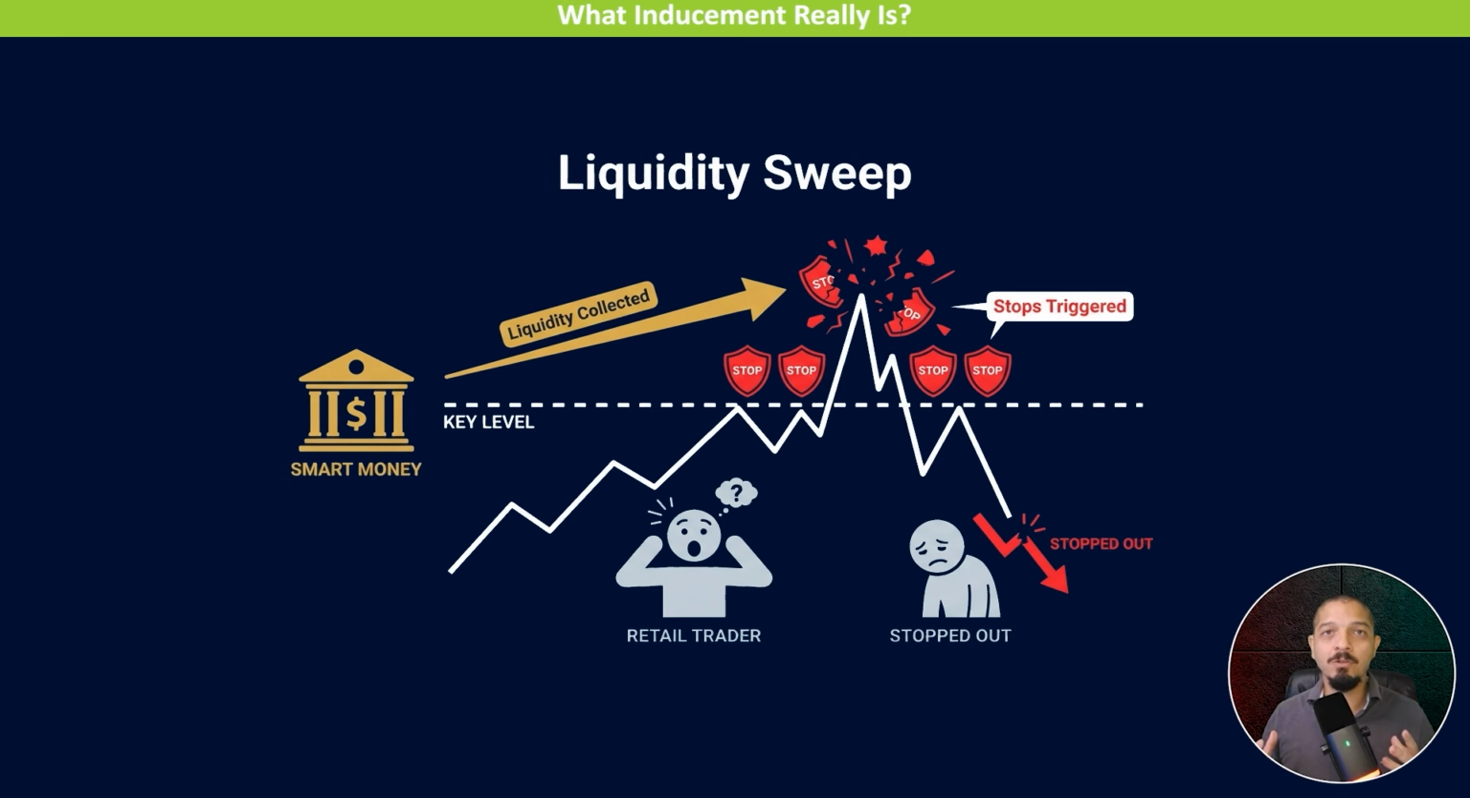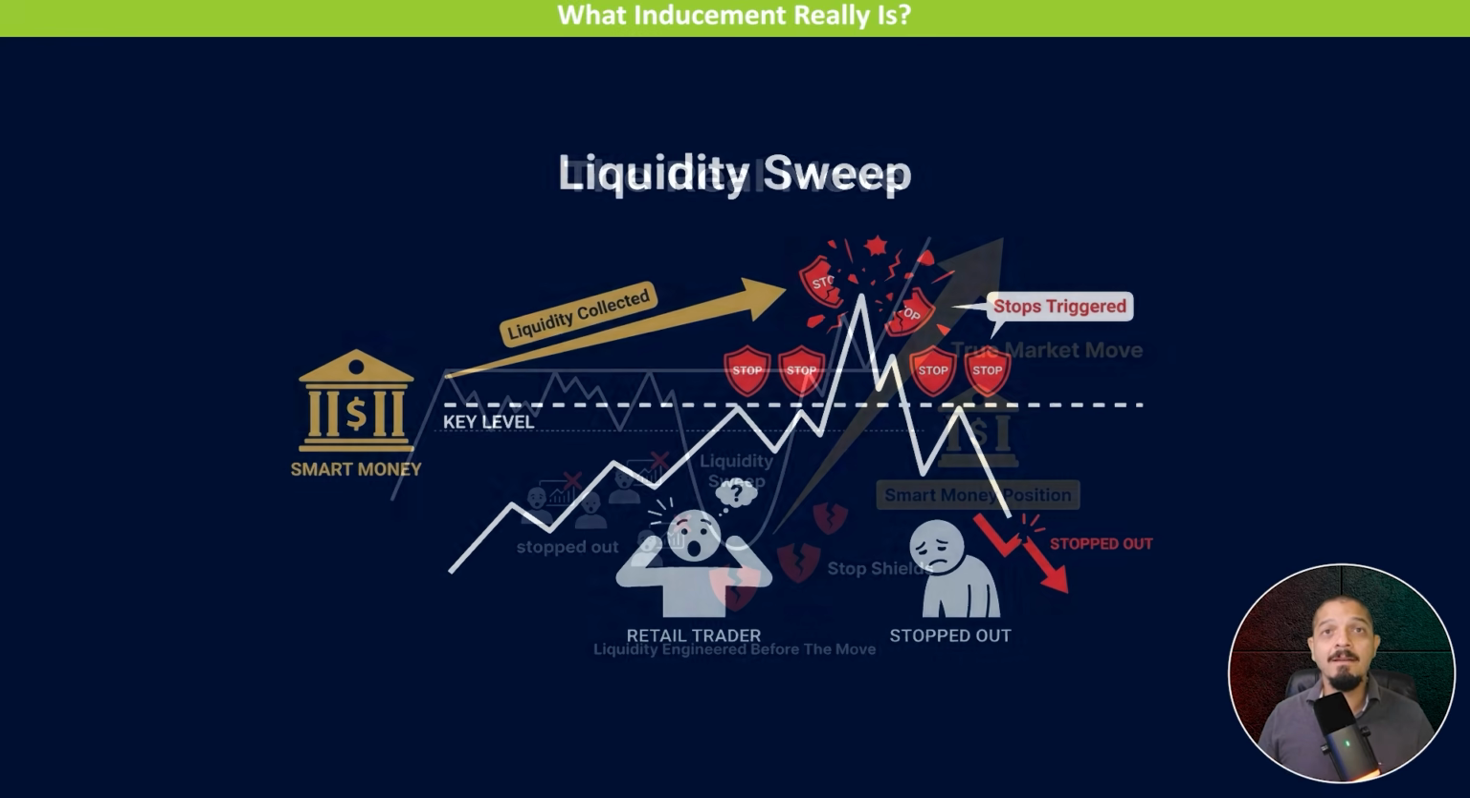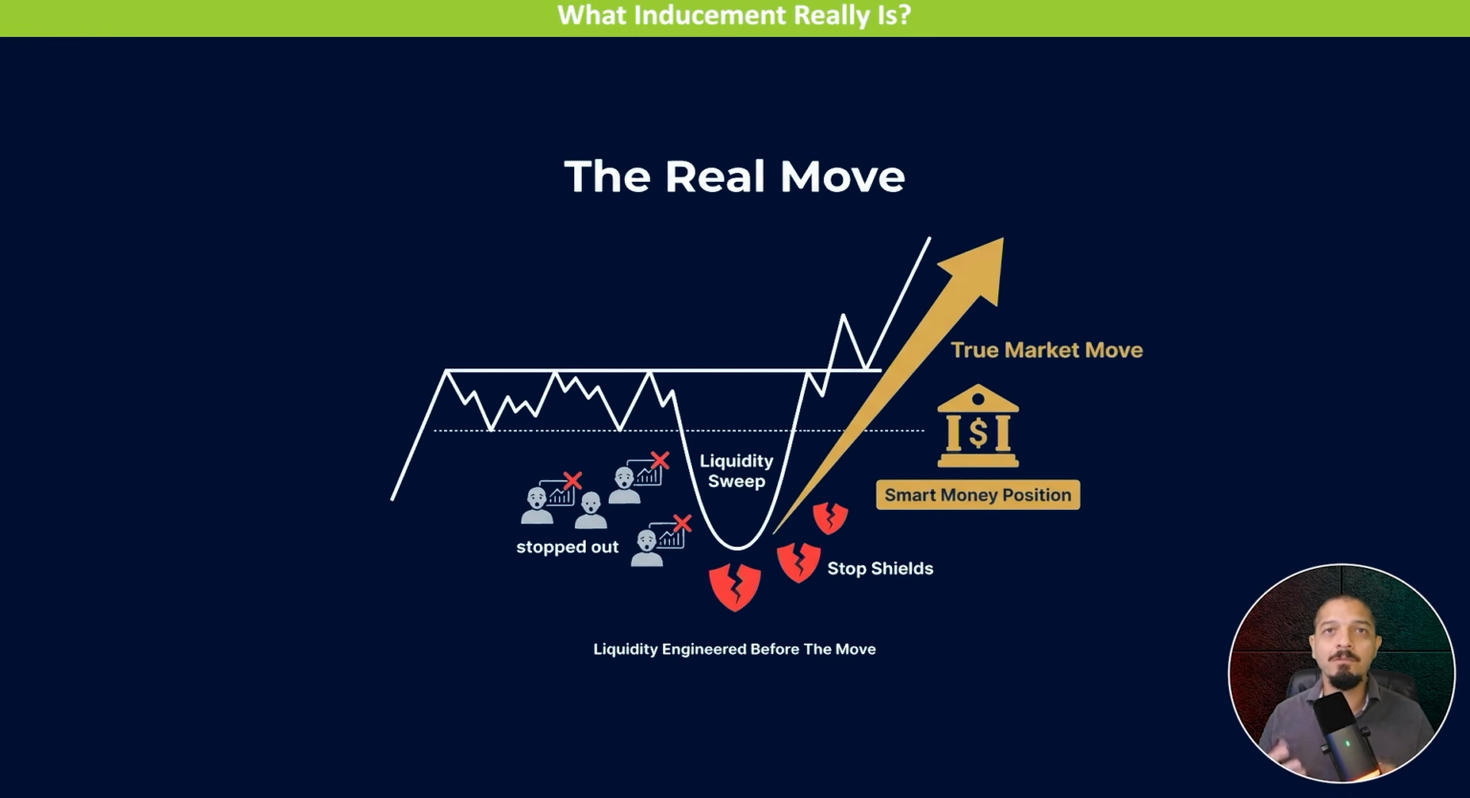By pulling retail traders to the wrong side of the market, their stops can be collected right before the true move begins. That is why you often see a small high form before price drops, a small low form before price rallies, a fake breakout before a reversal, or equal highs and lows getting swept by just a few pips. These are not coincidences. This is smart money deliberately engineering liquidity.